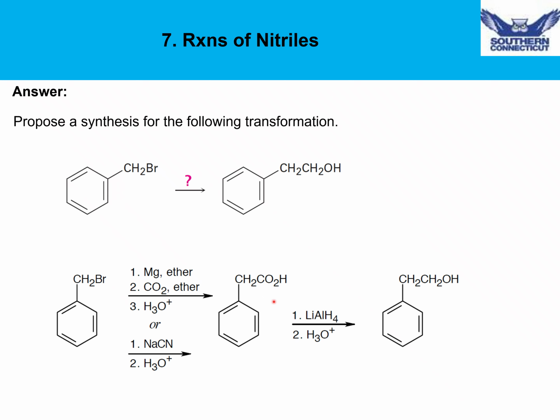If we then reduce this carboxylic acid with lithium aluminum hydride, we can obtain the corresponding alcohol. Notice the alcohol will have the same number of carbons as the carboxylic acid. The extra carbon we added in this carboxylic acid will come from either CO2 or from the cyanide nucleophile.